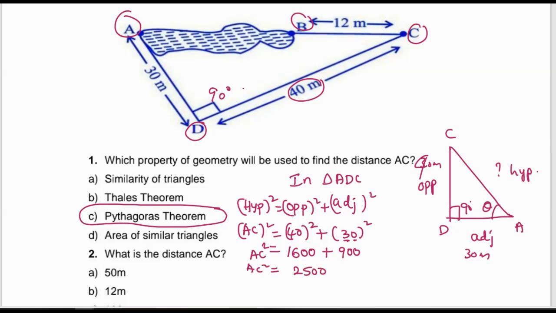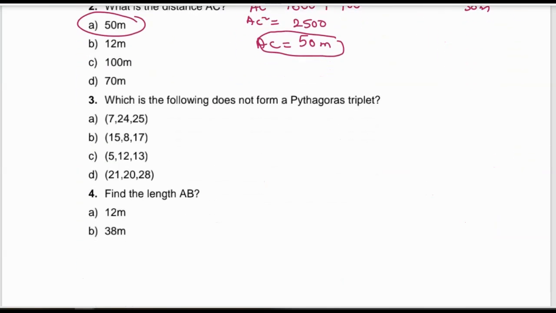So the square root of 2500 will be 50. So AC value is 50 meters. Now moving on with the next question.